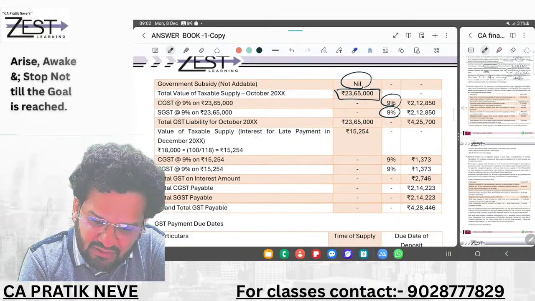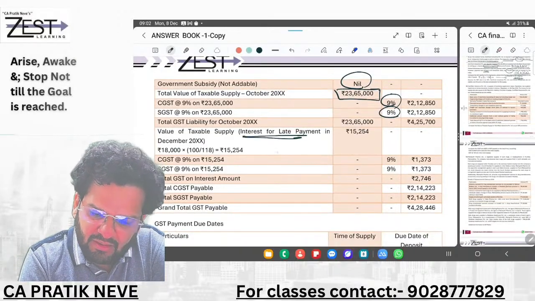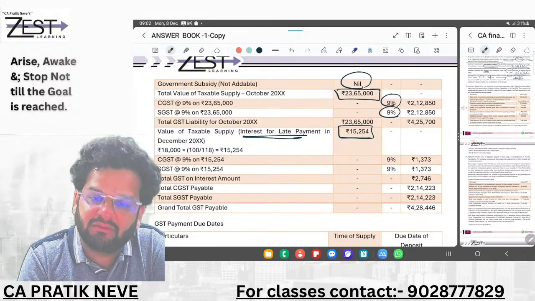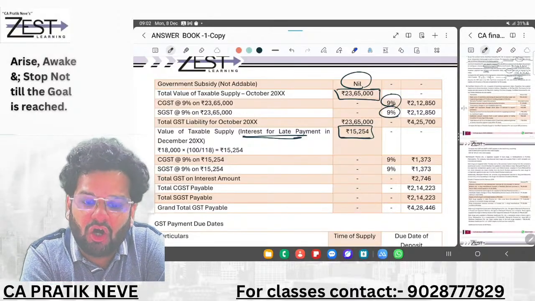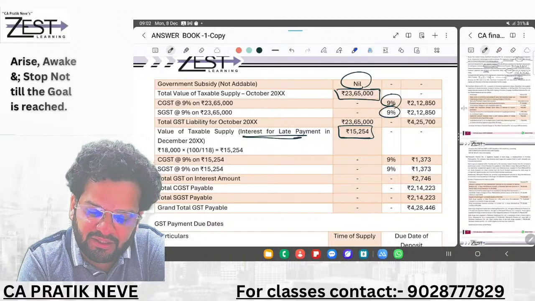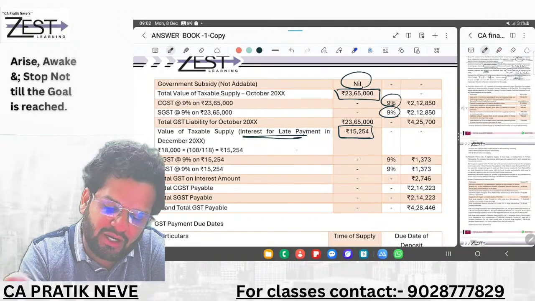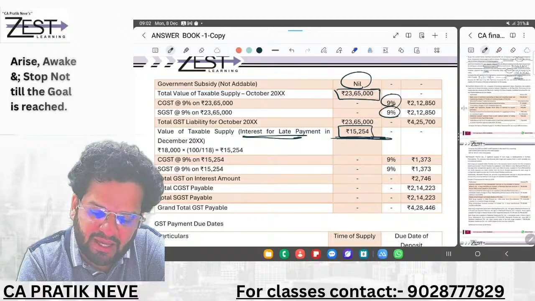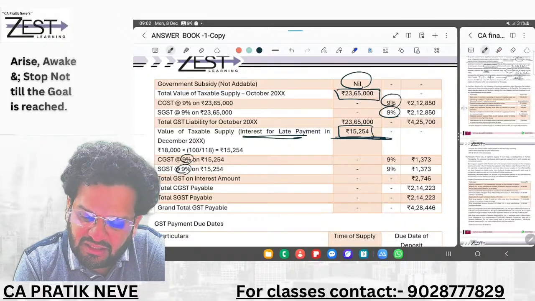Now interest for late payment, assume that that was the only amount received. On that GST is not received separately. So 18,000 into 100 upon 118 will be the value of supply. On that calculate GST at 9% each.